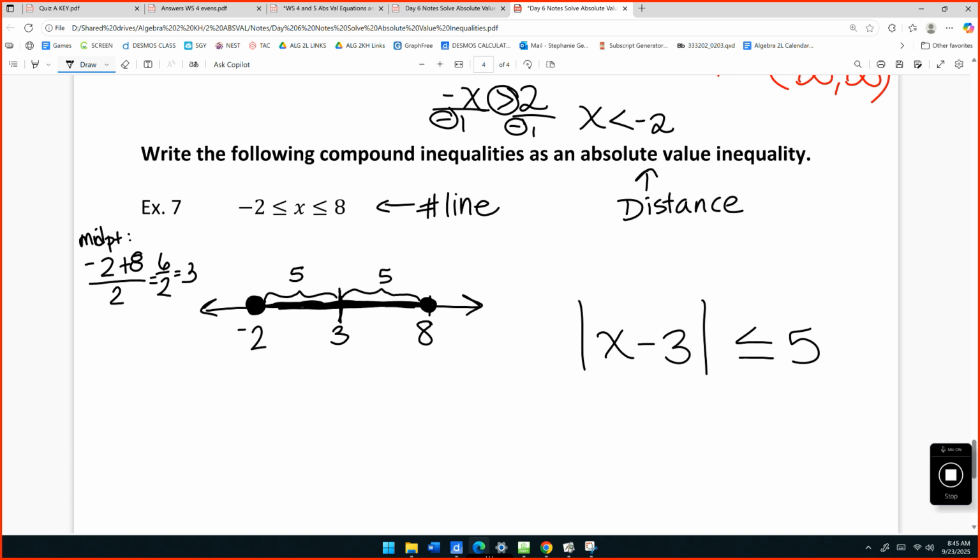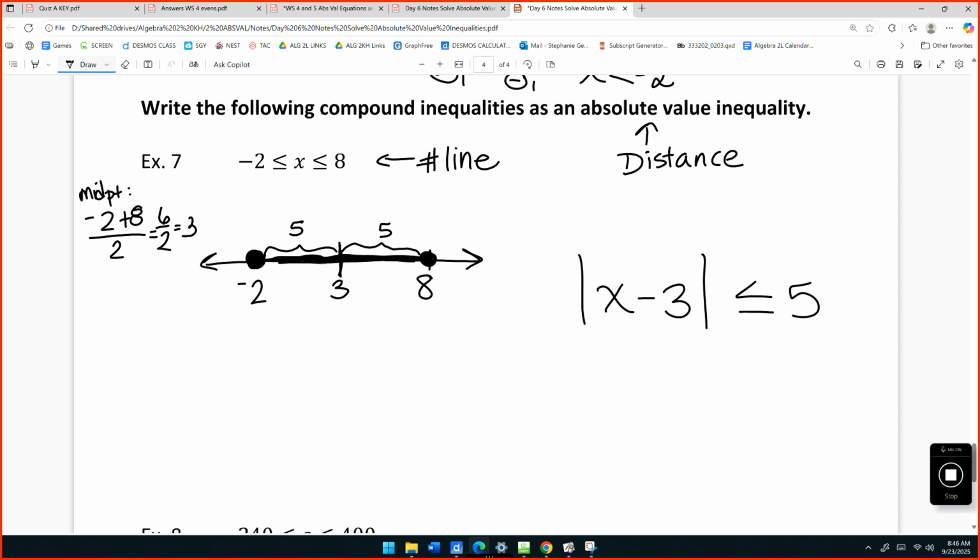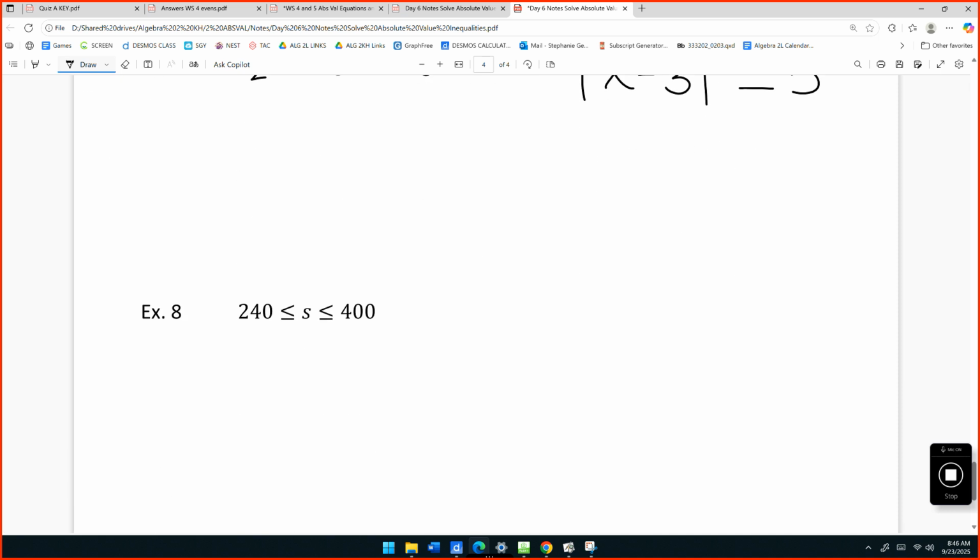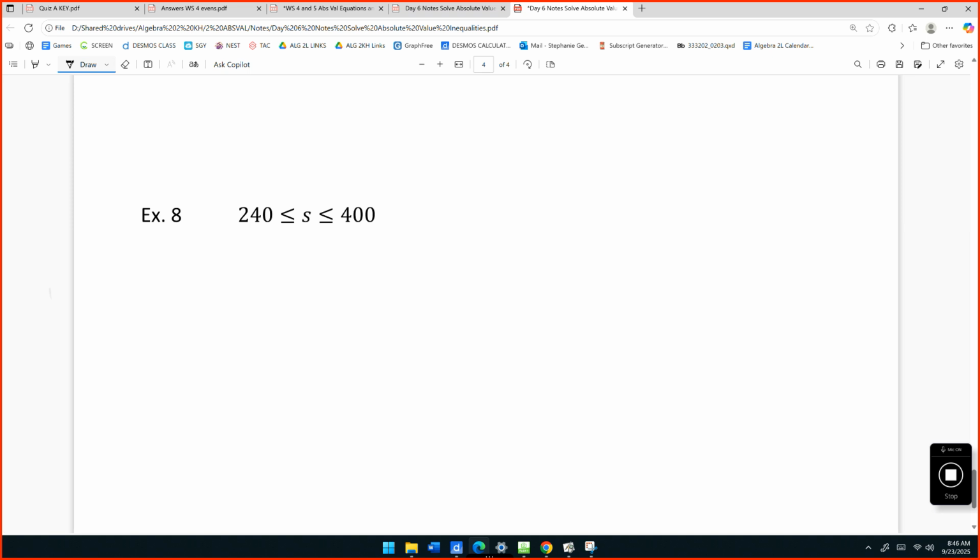All right, so you want to map it on a number line first. Figure out your midpoint, and then figure out how much is on either side. Y'all want to try this one? It's the exact same scenario. So you want to map it on a number line, find the midpoint, and then figure out how much space is on either side of that midpoint.